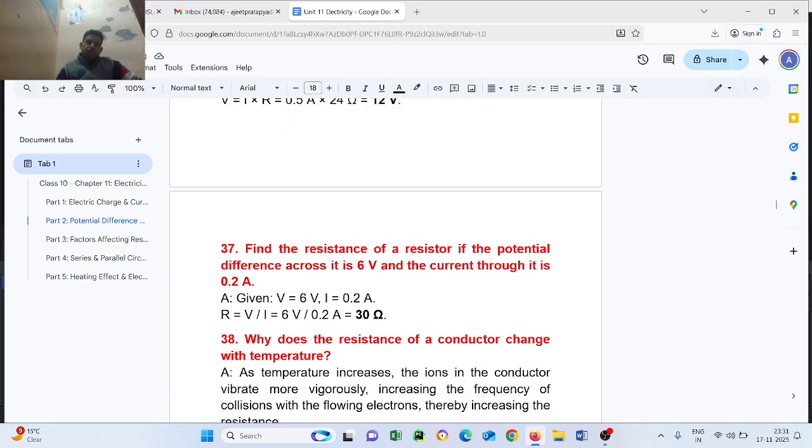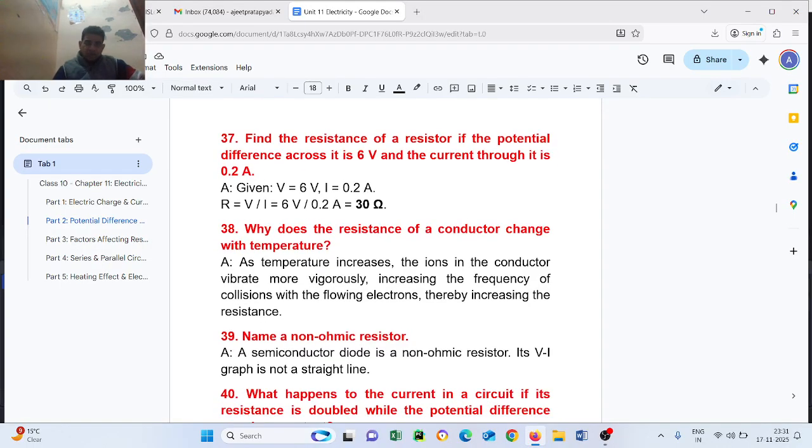Question number 37. Find the resistance of a resistor if the potential difference across it is 6 volt and the current through it is 0.2 ampere. Given V = 6 volt, I = 0.2 ampere, R = V/I = 6 volt / 0.2 ampere = 30 ohm.